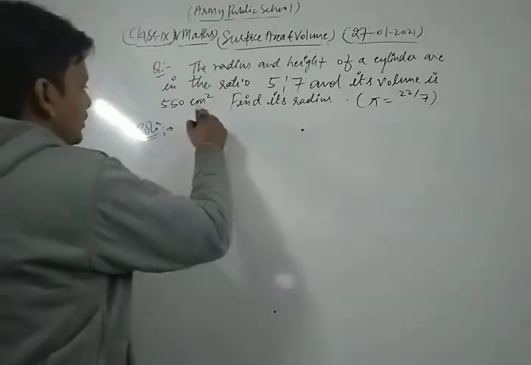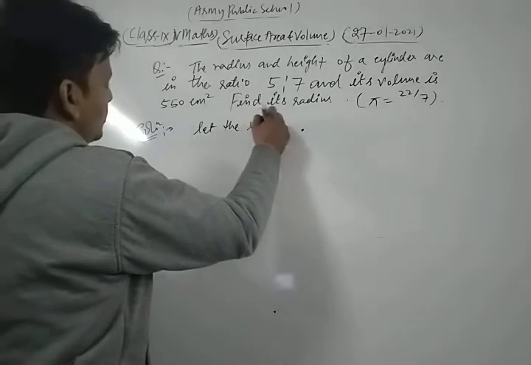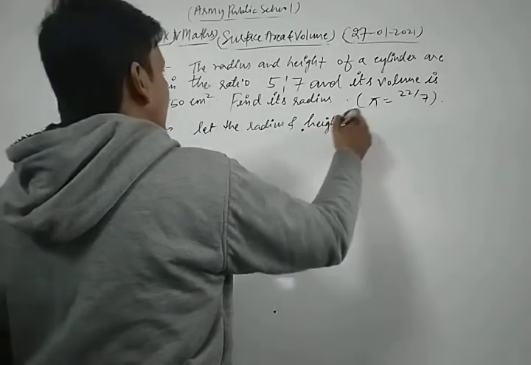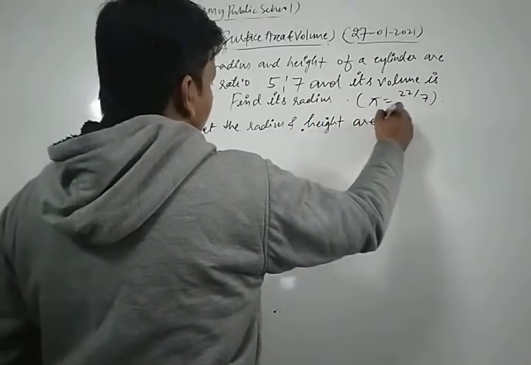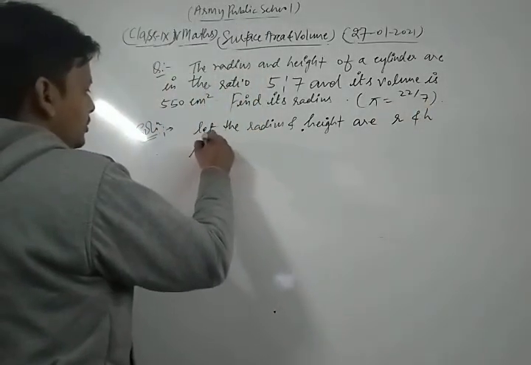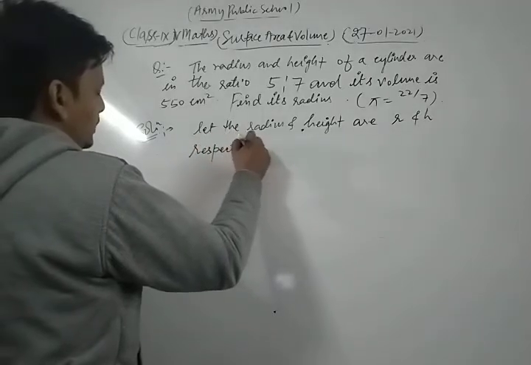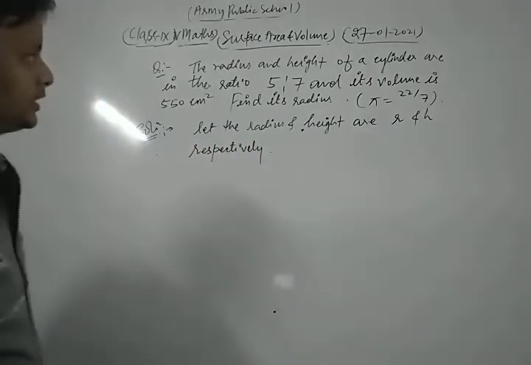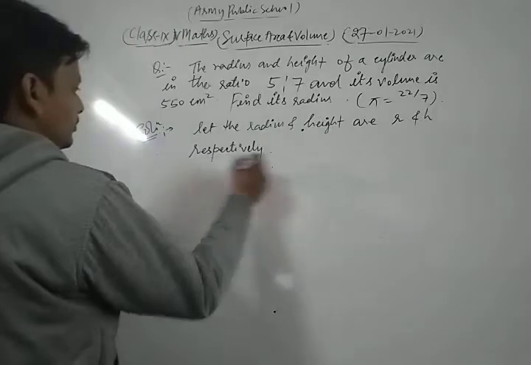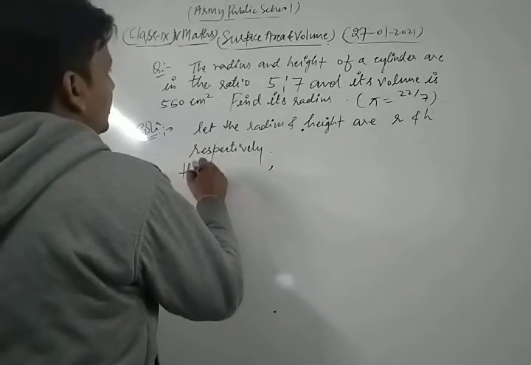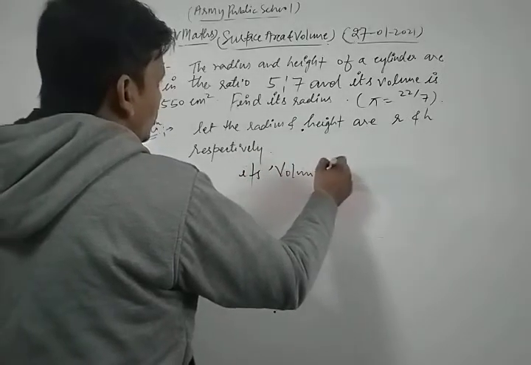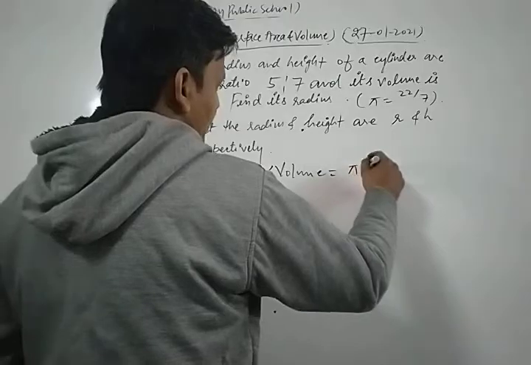So let us take the radius and height as r and h respectively. Okay, r and h respectively. Then its volume will be what? Its volume is pi r square into h.